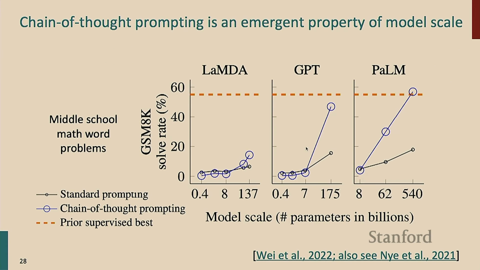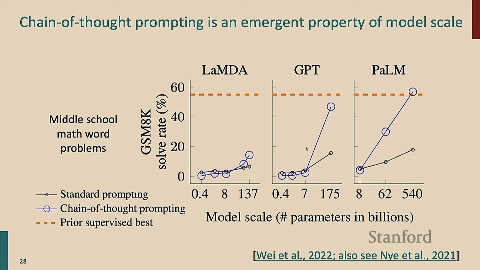So here is this middle school math word problems benchmark. And again, as we scale up the model for GPT and some other kinds of models, being able to do chain of thought prompting emerges. So we really see a performance approaching that of supervised baselines for these larger and larger models.